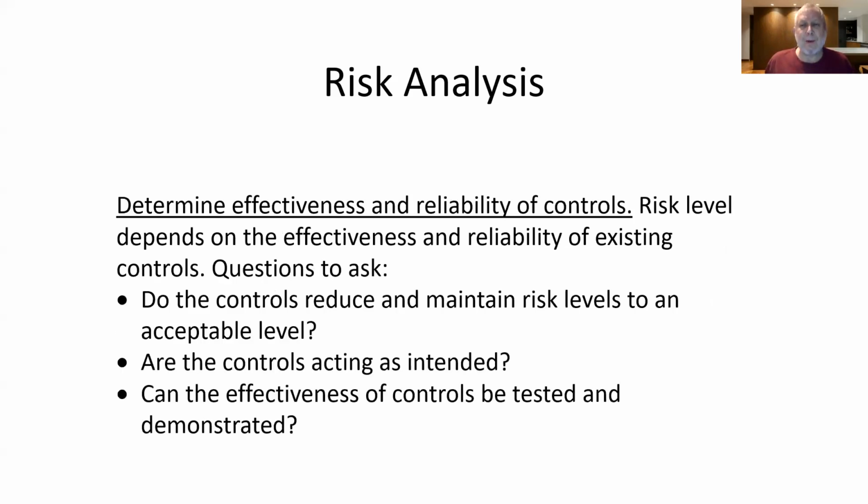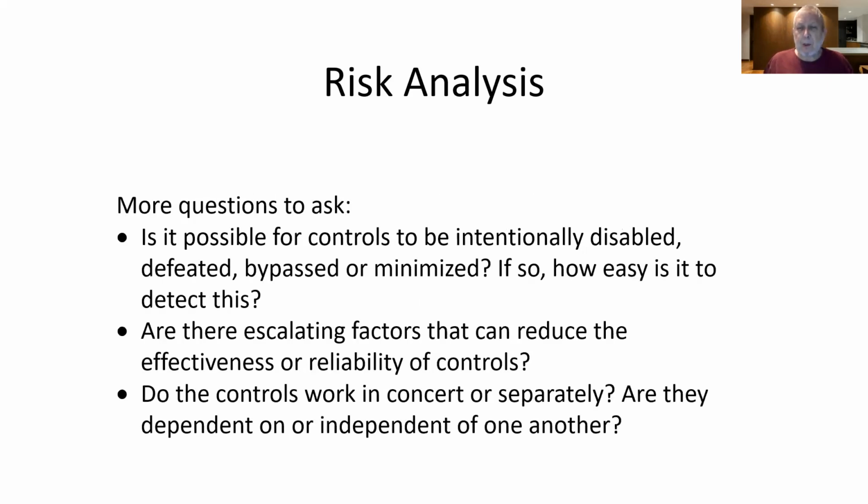Determine the effectiveness and reliability of controls. Risk level depends on the effectiveness and reliability of existing controls, if they're already in place. If some are already in place, at least. Questions to ask are: do the controls reduce and maintain risk levels to an acceptable level? Are the controls acting as intended? Do they do what they're supposed to be doing? Can the effectiveness of controls be tested and demonstrated? Is it possible for controls to be intentionally disabled, defeated, bypassed, or minimized? If so, how easy is it to detect this?